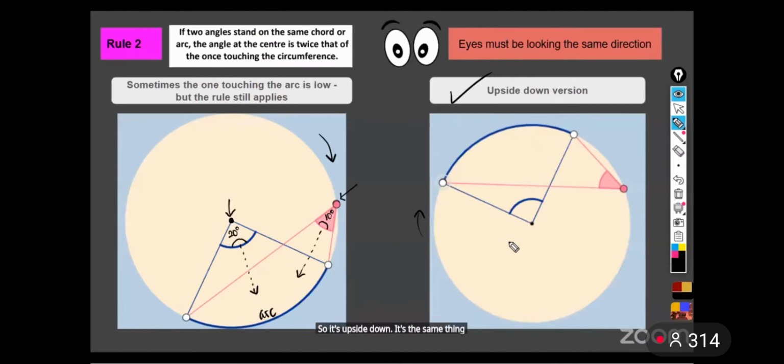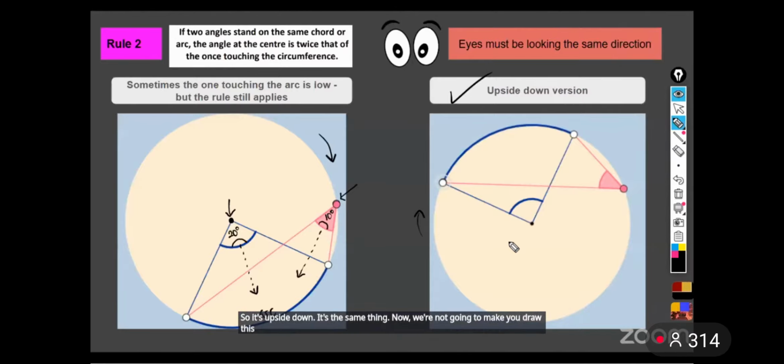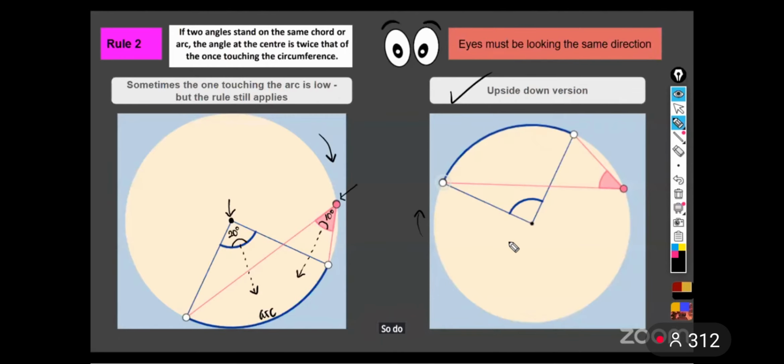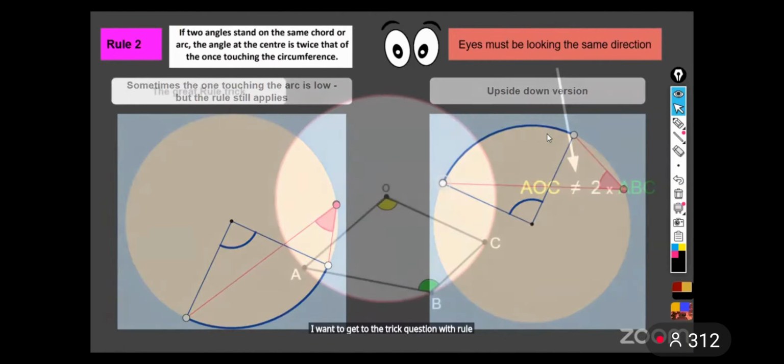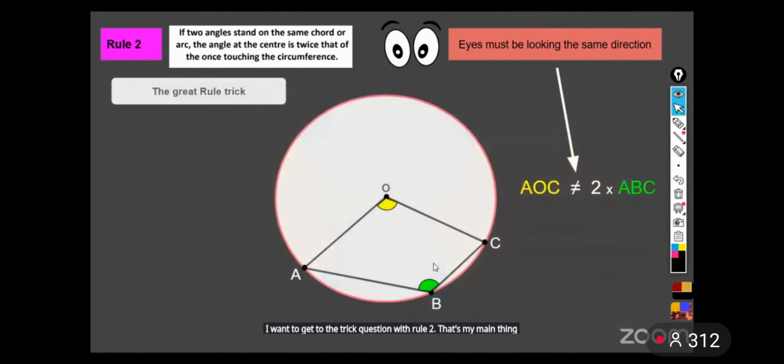Now, I'm not going to make you draw this, right? I just want to point it out. We're going to have plenty of examples today to work this out and practice these things. You're going to be seeing these things over and over, and I'm going to remind you of this diagram in any case. So do not take this down. It's not necessary. I want to get to the trick question with rule 2. That's my main thing. All right.